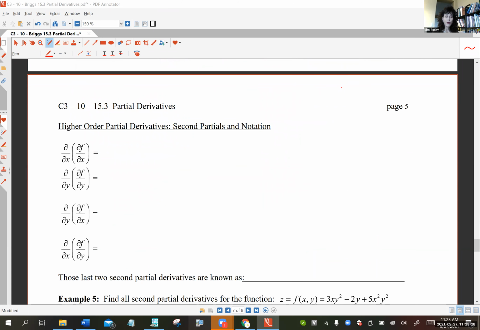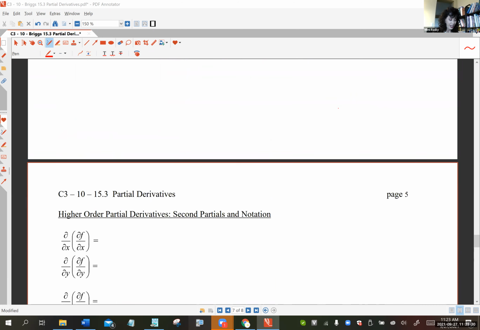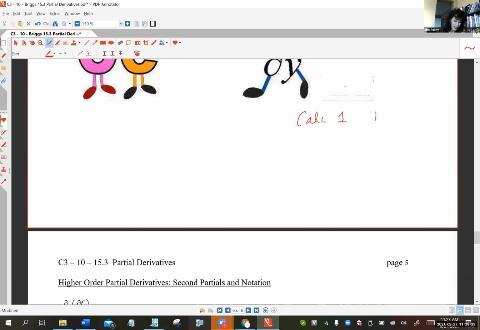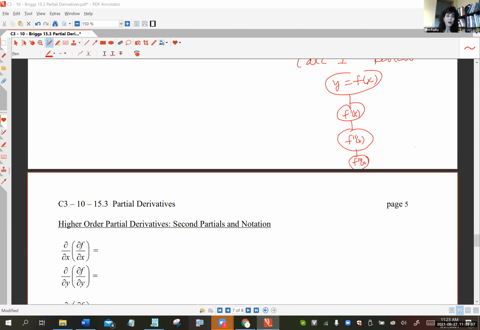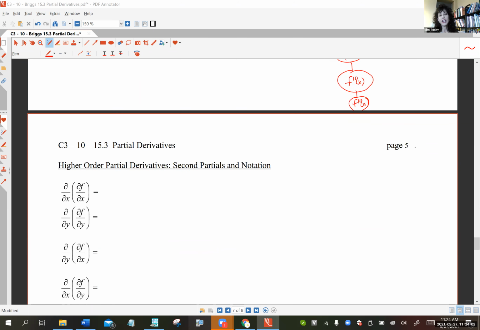Okay, higher order partials. So what do you know about higher order stuff? Let's do a quick Calc 1 review. You know that if somebody gives you a function y equals f of x, he's got a first derivative, f prime. But doesn't he have higher order derivatives like f double prime, f triple prime, et cetera, et cetera? You've seen that before, right? So in the world of partial differentiation, we also have higher order derivatives. So let's go with second partials first, and then we'll get to third and whatever.